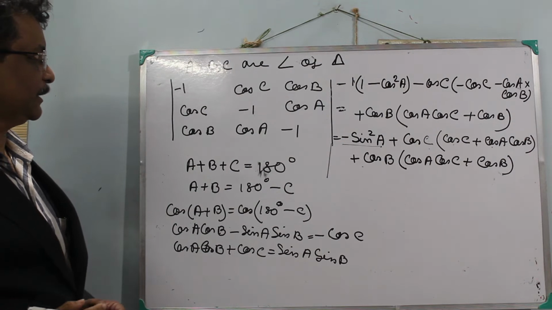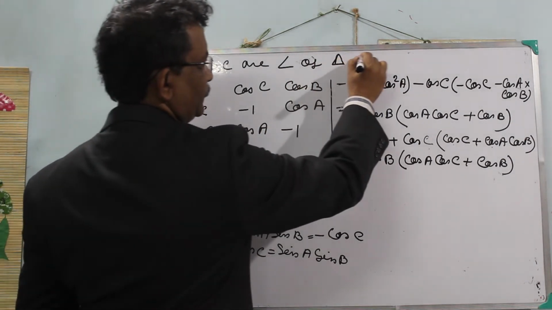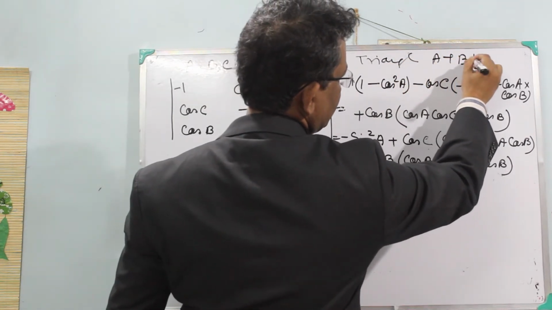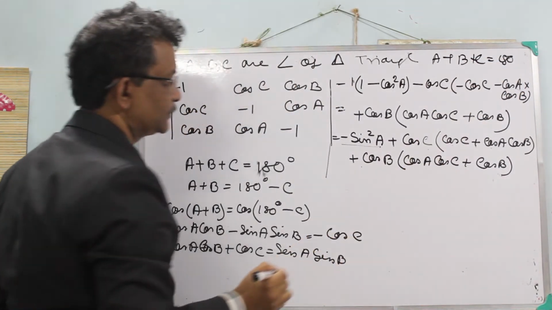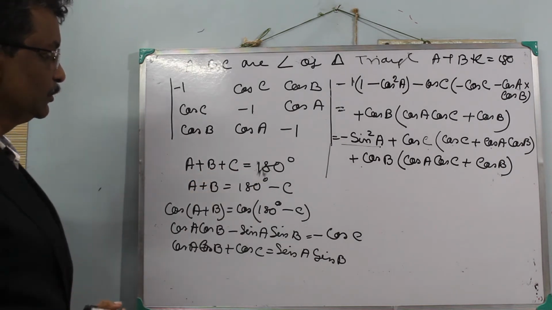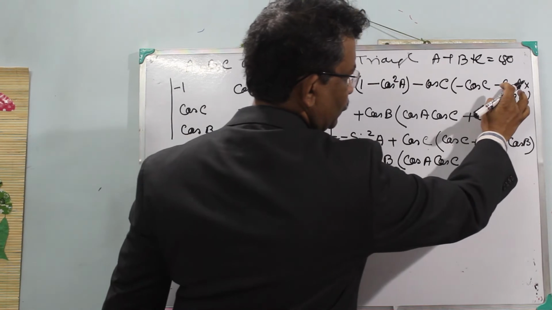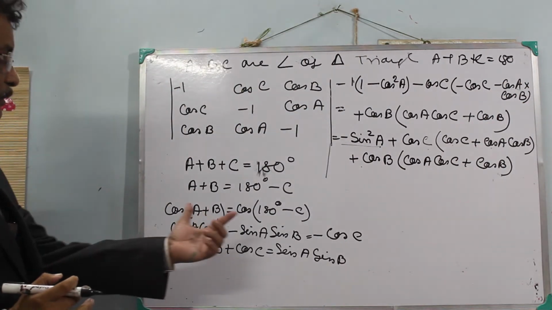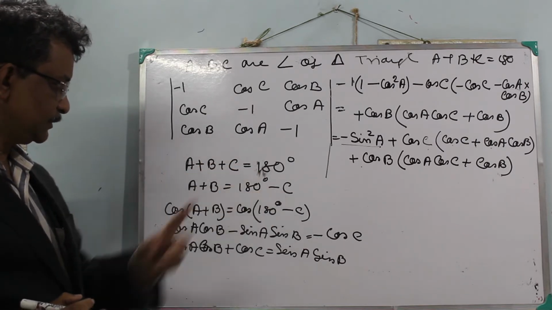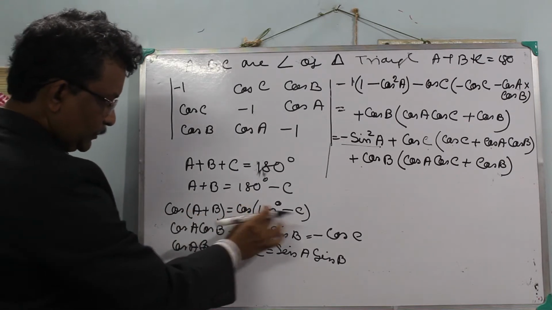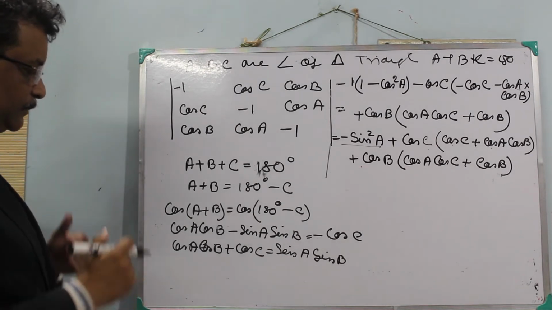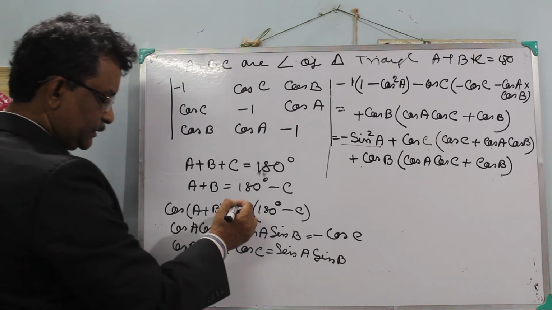Now A, B, C are the angles of a triangle, so A plus B plus C equal to 180 degrees, the sum of angles of a triangle. So you see there is cos A cos B. I have kept A plus B here and transferred C, 180 minus C. So cos of A plus B is equal to cos of 180 minus C, that means it is in the second quadrant, so cos is negative.